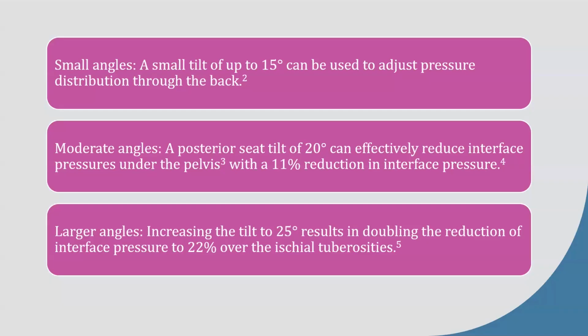And then we move up to larger angles, so increasing above 25 degrees can result in doubling that reduction of interface pressures to 22% over the ischial tuberosities, which we know are kind of this vulnerable area, just because of the position and how they're positioned within the chair. Of course, that can be affected by somebody's tilt as well. So if somebody's sacral sitting, the sacrum would be our concern then. And that's why it's really important to ask about these things during that history taking, a history of pressure injuries, knowing what their habitual postures are like and where those vulnerable areas may be for that individual.